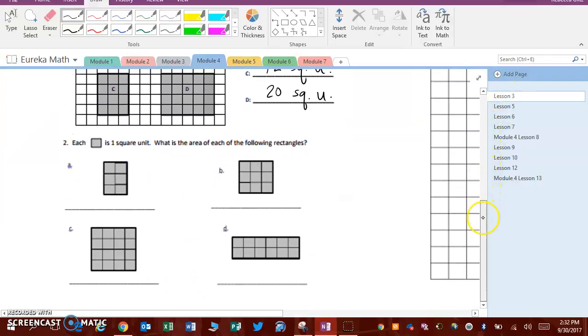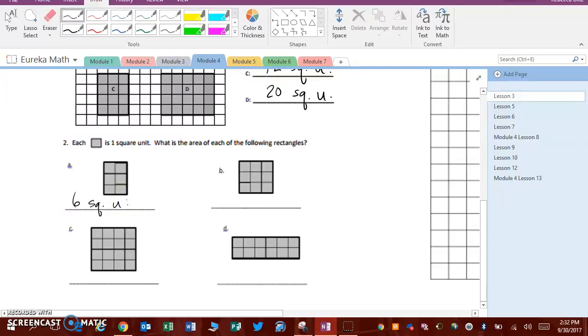Let's try some more problems. Go down to number 2. Again, each square is 1 square unit. The problems will usually tell you how much a square is. When we do a few more of these, though, you'll have to figure it out because it'll change. What is the area of each of the following rectangles? Well, they're not on this grid anymore. They're just out in space. We do the same thing, though. We count up the squares. So we've got 2, 4, 6. So it's 6 square units.